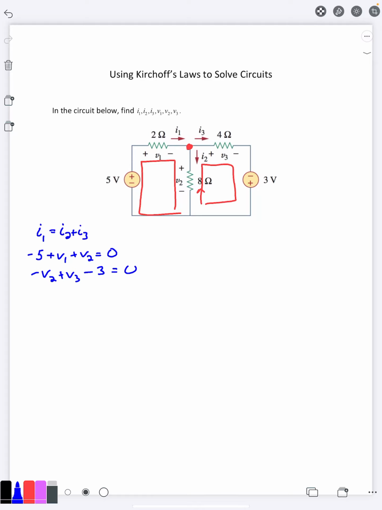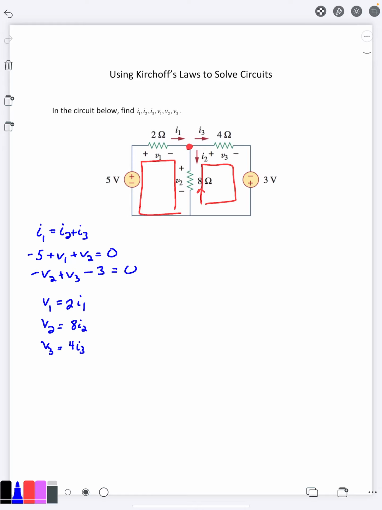And then for the remaining 3 equations, we're going to use Ohm's law at each resistor. And if you look carefully, you'll see each resistor is following passive sign convention. So my Ohm's law is going to be V1 is 2I1, V2 is 8I2, and V3 is 4I3.